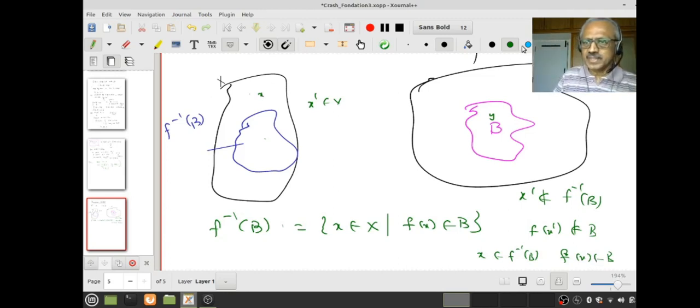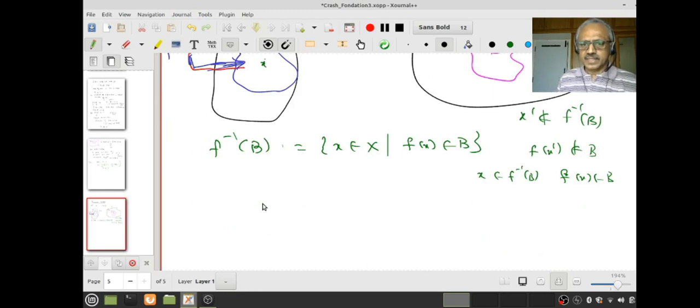The moment you give me an x, I want to know whether it's going to be here or whether it's going to be here. How will I know that? Look at the image of x under f. If it is in b, yes, it is in this. If my f(x) lies here but not in b, then this particular x is not going to be in my f inverse. Do you understand? Take some time, internalize this. We will look at very simple examples so that you understand these concepts very well.